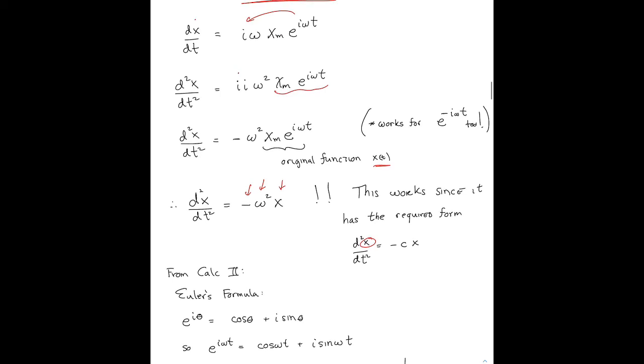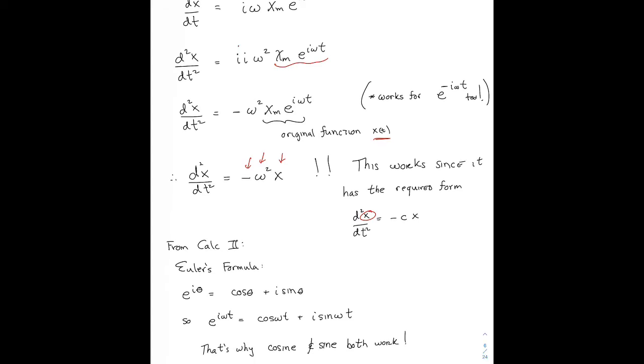Why does that work? Well, you know from Calc 2, Euler's formula, when you did Maclaurin series and power series, when you wrote the Maclaurin series for e to the i theta, it was a combination of the power series for cosine, which has the even terms, and it has a combination of the terms from sine, and the sine has the odd terms.